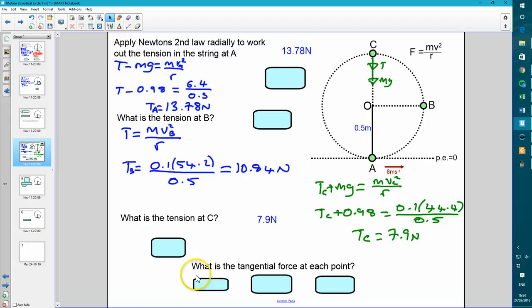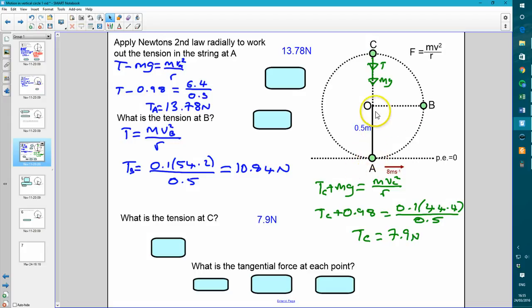Okay, the last part here is just to give us an idea about what's going on. It says, what is the tangential force at each point? So at point A, the force acting at a tangent at A is actually going to be 0. There's nothing acting at a tangent to A here. Similarly, at a tangent to C, there's no forces acting at all.